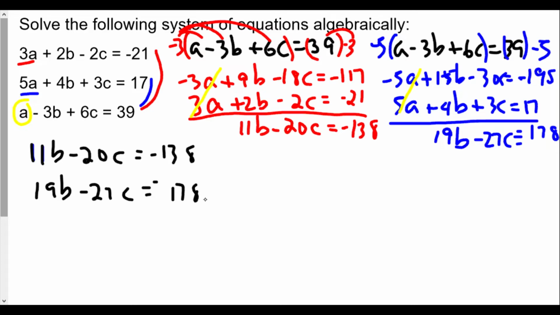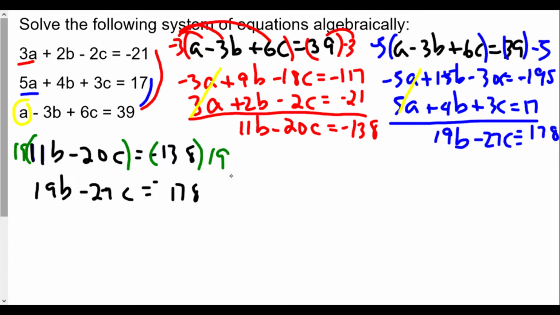Right, so here's the thing. Again, we do not have anything we can simplify out. We can't divide any of these equations by a common factor. We're just going to have to multiply both equations so that we can cancel out one of the letters here. I'm going to go with b and cancel the b's now. Because I have 11b on the top and 19 on the bottom, I'm going to multiply the top equation by the coefficient of the bottom one, by 19.